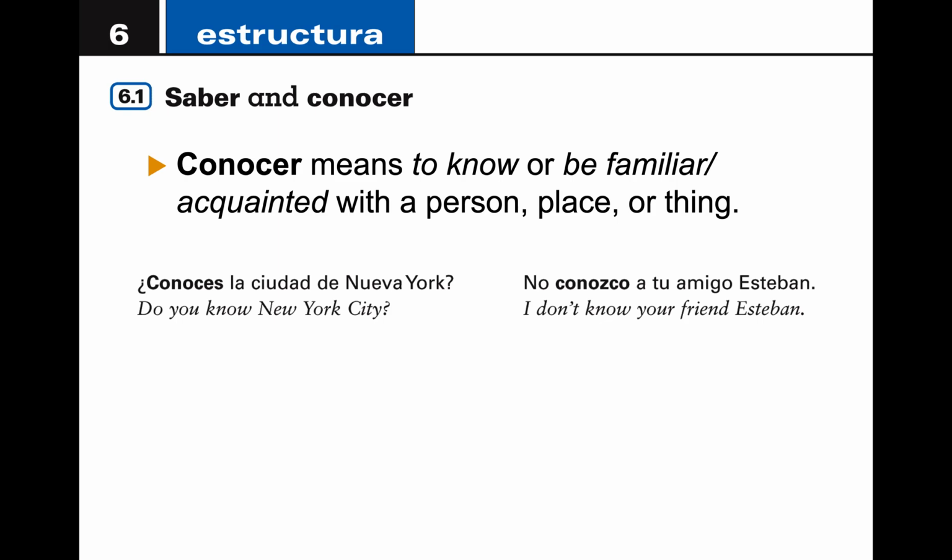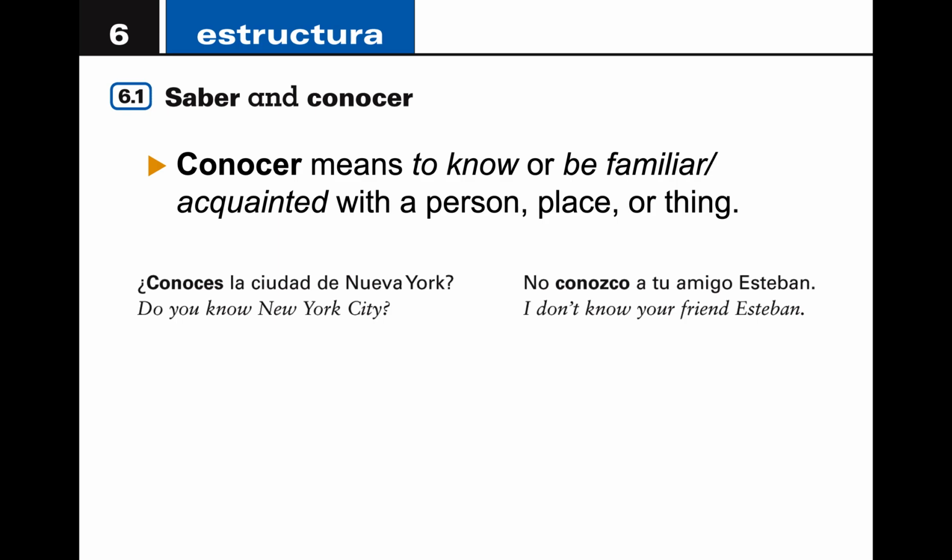However, conocer is going to be more like acquaintances, larger ideas, a relationship with a person, whether you know them or not, is not concrete. So if you know someone, it doesn't mean that you actually know everything about them. You have a relationship with them. You might know where a place is, or you might know, well, where it is would be more of a saber. But if you know, like say the city of New Orleans, like, oh, I know what you're talking about. You're talking about New Orleans. That's going to be more of that abstract feeling of conocer.